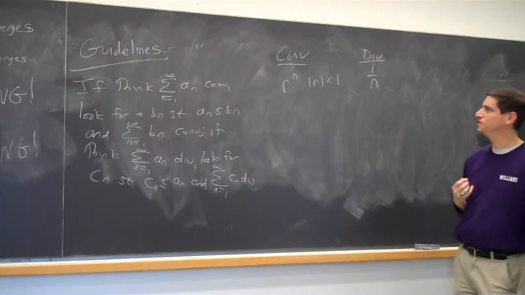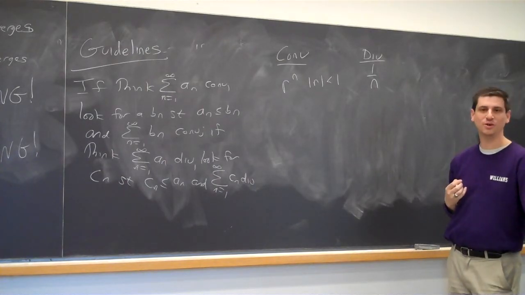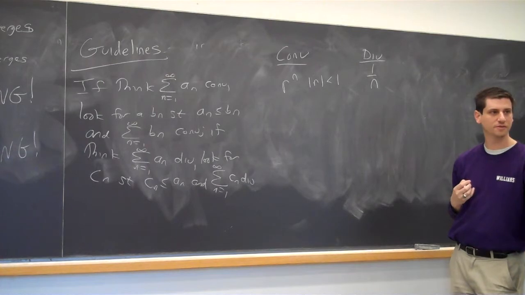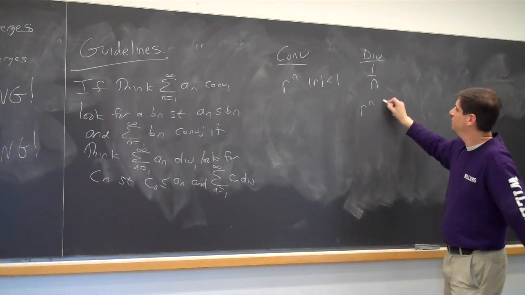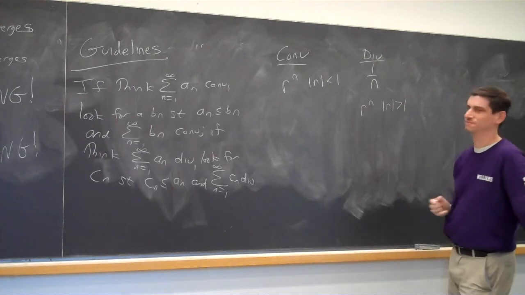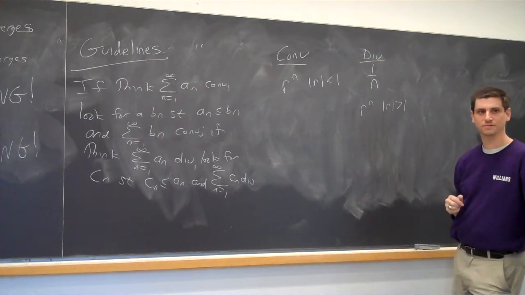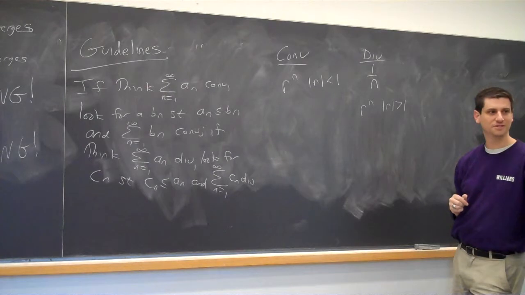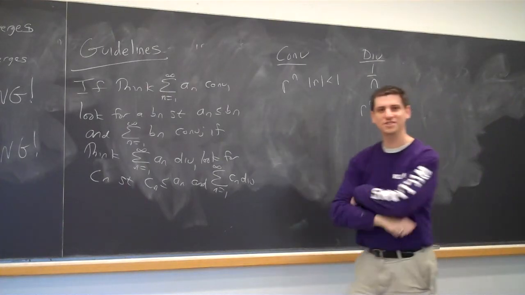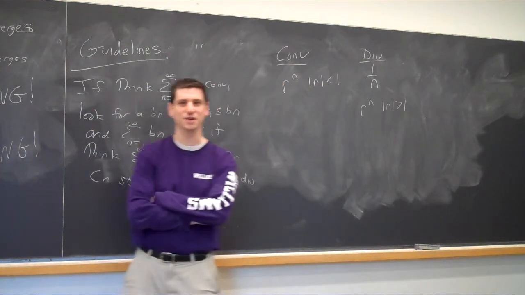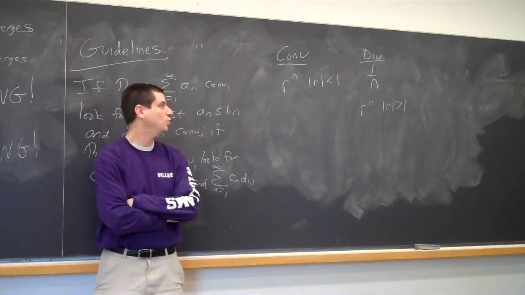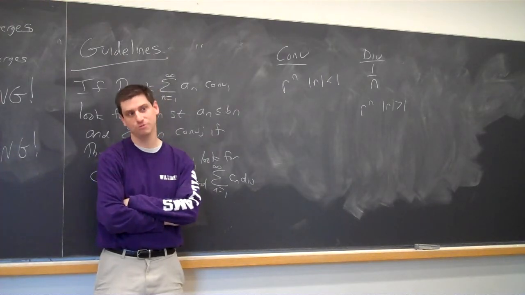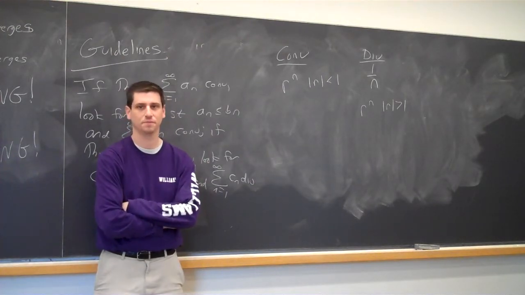Well, as soon as I put this here, there should be a corresponding thing now on the divergent side. R to the n, where now r is greater than 1. That's it. That's all we know. So when we're trying to do the comparison test, we don't have that many things to compare to. Now, we have infinitely many choices of r, great, but, alright.